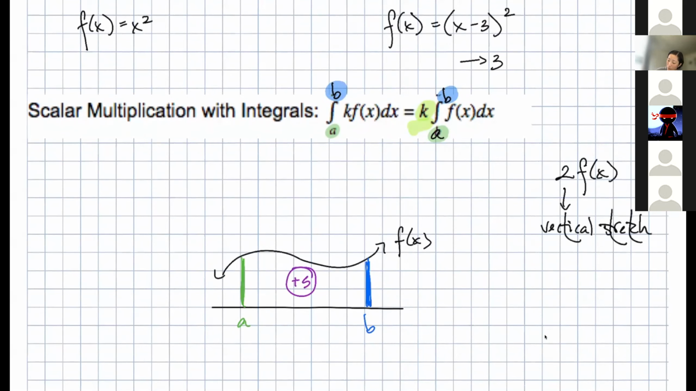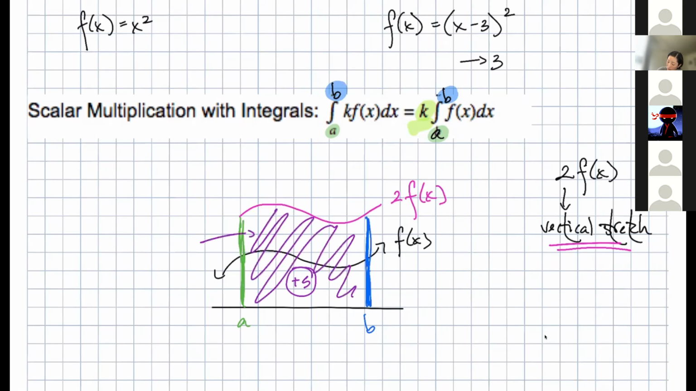And so if we think about what that might look like, a vertical stretch will just take my function and make it twice as tall. Okay, so it makes every y value, this is 2f of x, twice as tall. Turns out, if you keep the bounds the same, now there's going to be twice as much area here, and it will be 2 times 5 or 10.